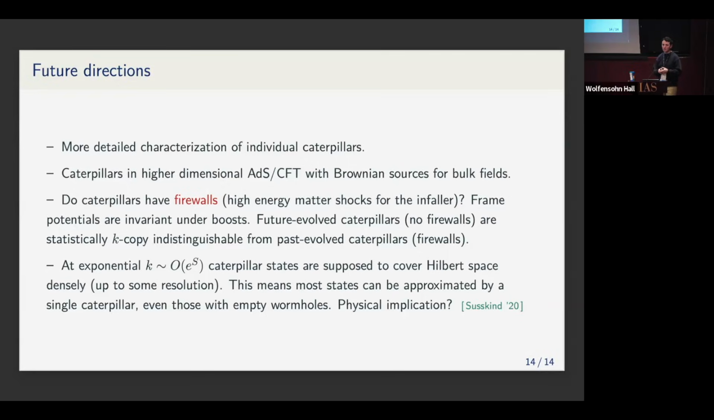And in particular, this means that for any state of the two black holes that you can think of, there should be a caterpillar within some epsilon distance in Hilbert space from it. And what the physical implications of this statement are, I think, are very unclear, but it would be nice to know this better.